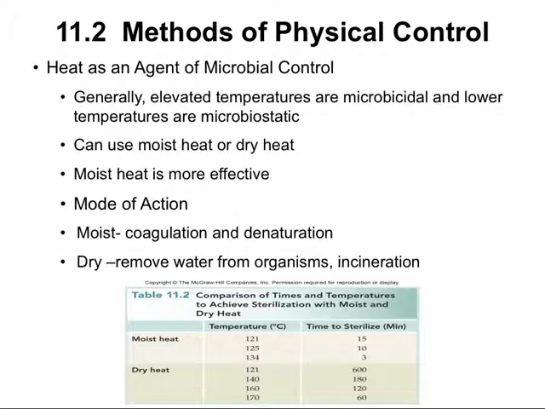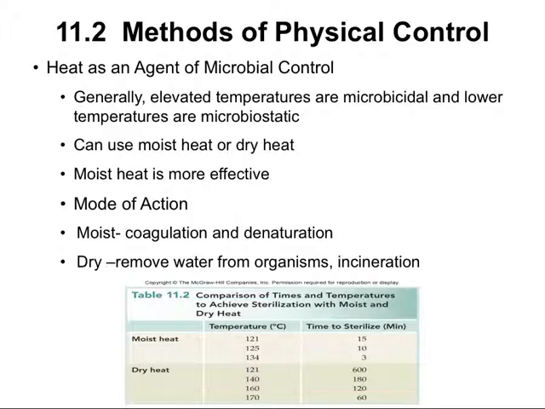Moist heat is generally more effective. Moist heat is provided by hot water, boiling water, or steam, and the temperature ranges are from about 60 degrees Celsius to 135 degrees Celsius. Its mode of action is through coagulation and denaturation of proteins.